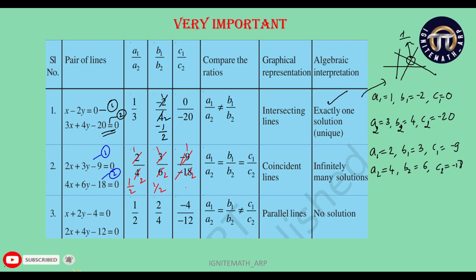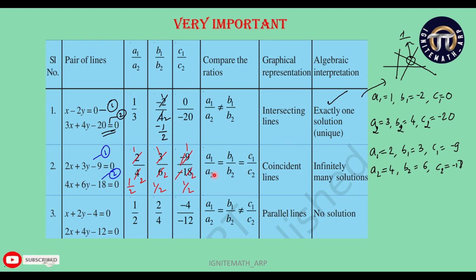9 ones are 9, 9 twos are 18, again it is 1 by 2. So I'm saying 1 by 2 everywhere, when I find out A1 by A2, B1 by B2 and C1 by C2. So I can say A1 by A2 is equal to B1 by B2 is equal to C1 by C2.